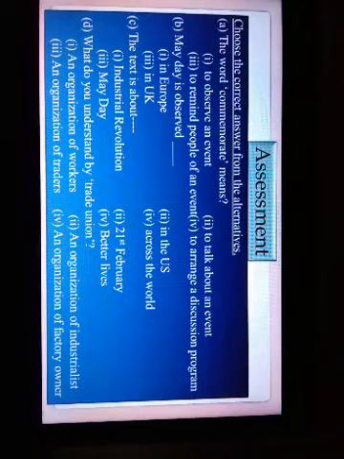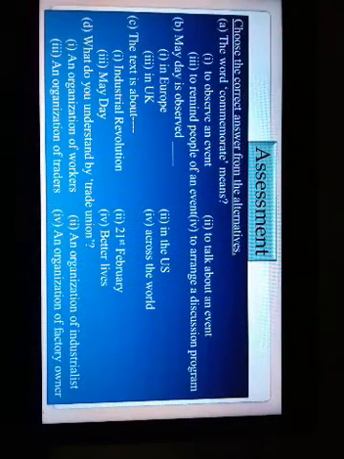Now please, this is a very big lesson, that's why I'm speaking apart. If you understand the text clearly, you can take part in this assessment. Choose the correct answer from the alternatives. Students, the word commemorate, I've already discussed this word. Now you have to find it, then I will tell you the right answer. To observe an event, to talk about an event, to remind people of an event, to arrange a discussion program. What will be the correct answer? Perhaps you know, number 3, to remind people of an event.